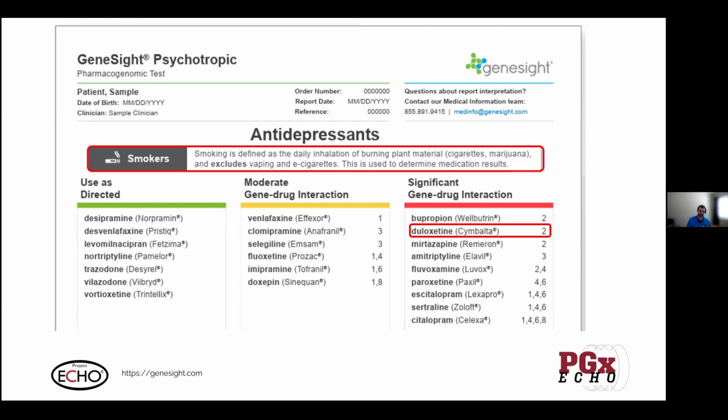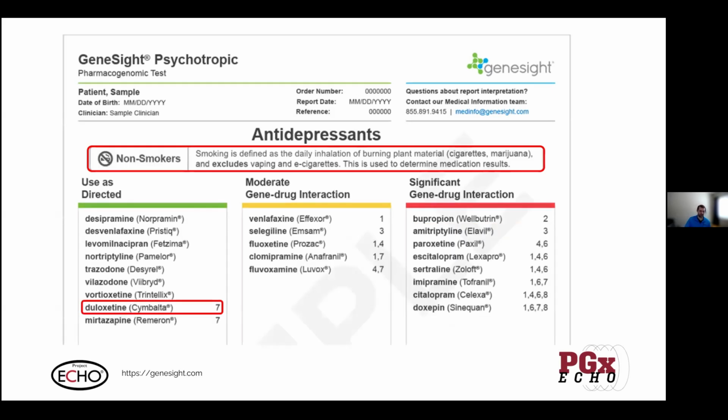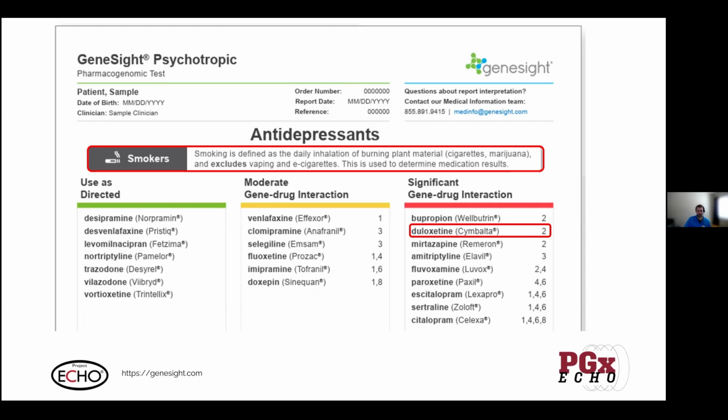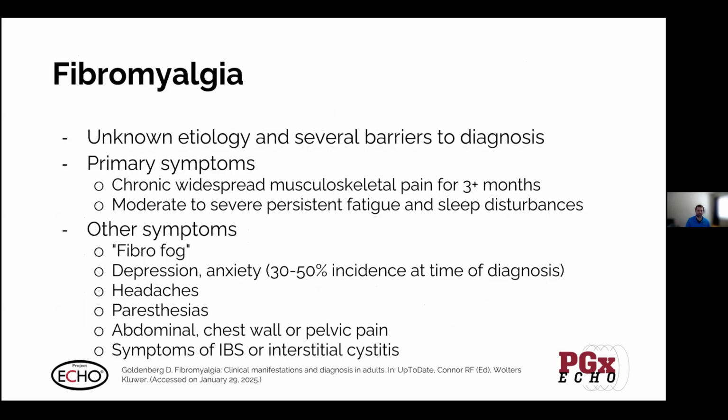And so this interaction, although we don't know GeneSight's algorithm and what goes into their decision making specifically, we know there is a potential association with CYP1A2 and smoking status that likely is the cause for the difference here with how they present the information. So I kind of use that as an intro, and then we'll get into the rest of the information here and revisit that throughout our case. The case that we will be dealing with today is a patient with fibromyalgia.